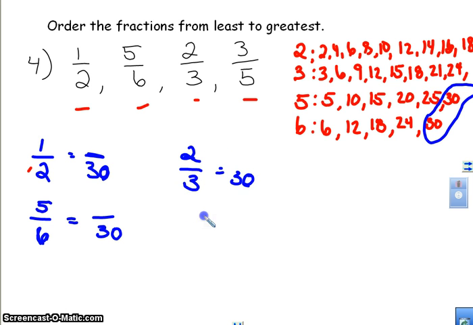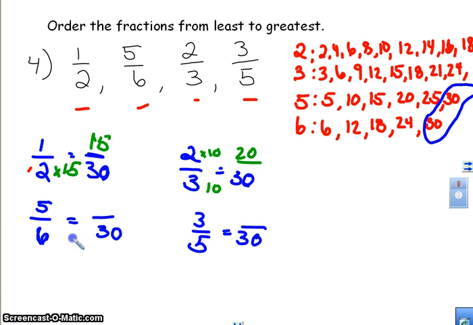Okay, so I'm going to set them all up. All right, now here we go. 2 times 15 is 30. So 1 times 15 is 15. 3 times 10 is 30. 2 times 10 is 20. 6 times 5 is 30. 5 times 5 is 25. And 5 times 6 is 30. 3 times 6 is 18.